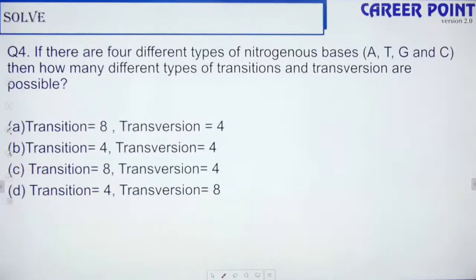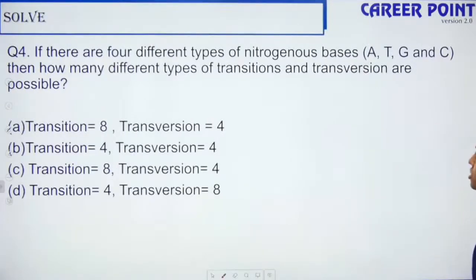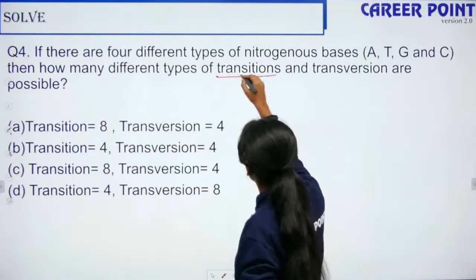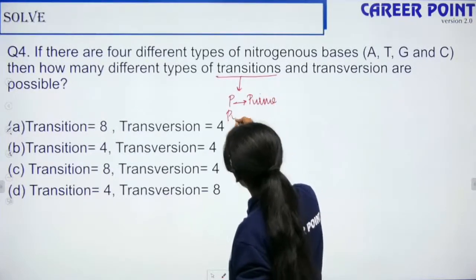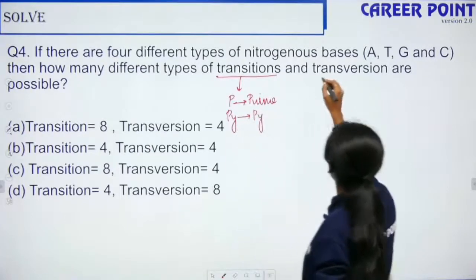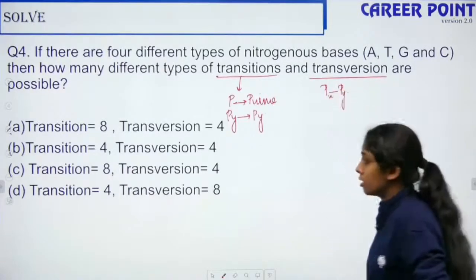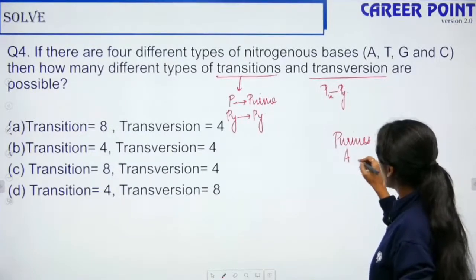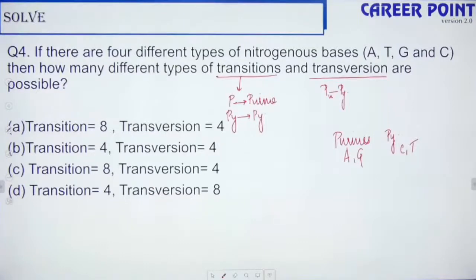If there are 4 different types of nitrogenous bases in your DNA, ATGC, then how many different types of transitions and transversions are possible? So transition and transversion are types of substitution. If a purine is substituted with a purine, it is transition. If a pyrimidine is substituted with a pyrimidine, it is transition. Transversion is when a purine is substituted with a pyrimidine. Your purines include adenine, guanine. Your pyrimidines include cytosine and thymine.